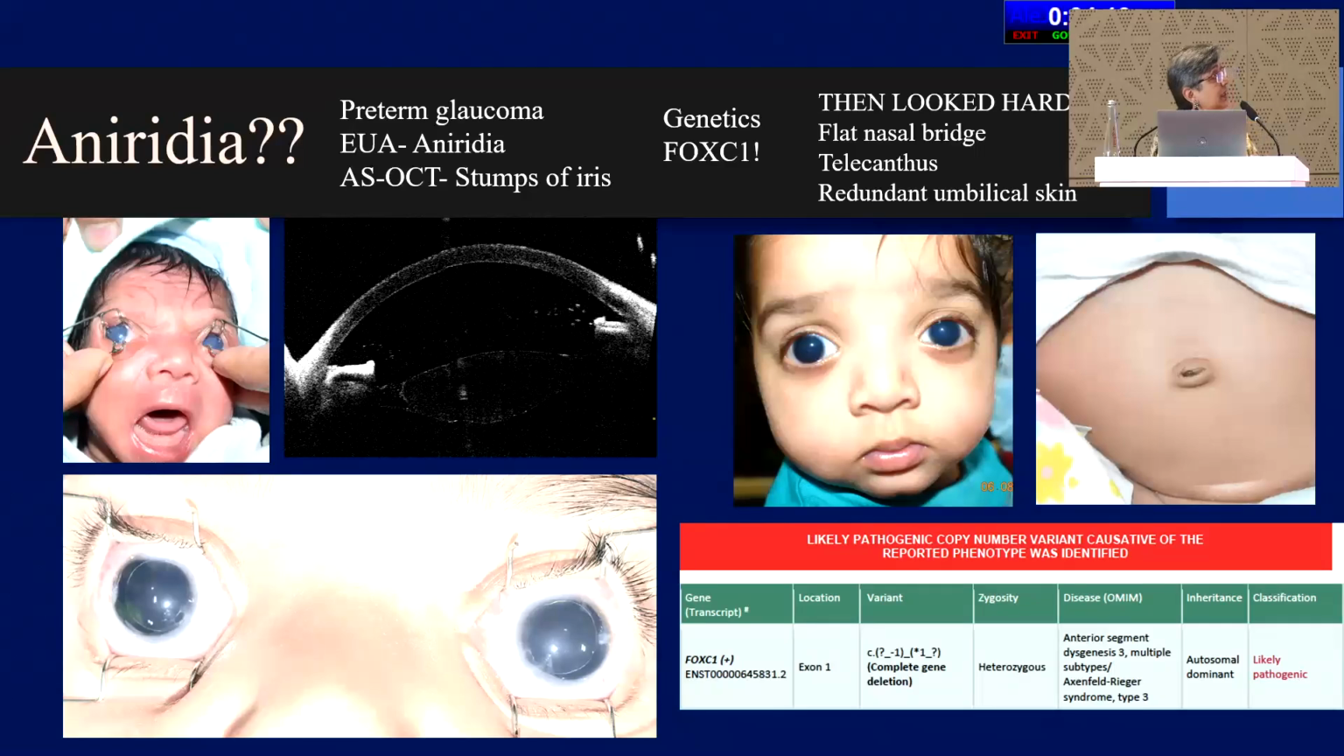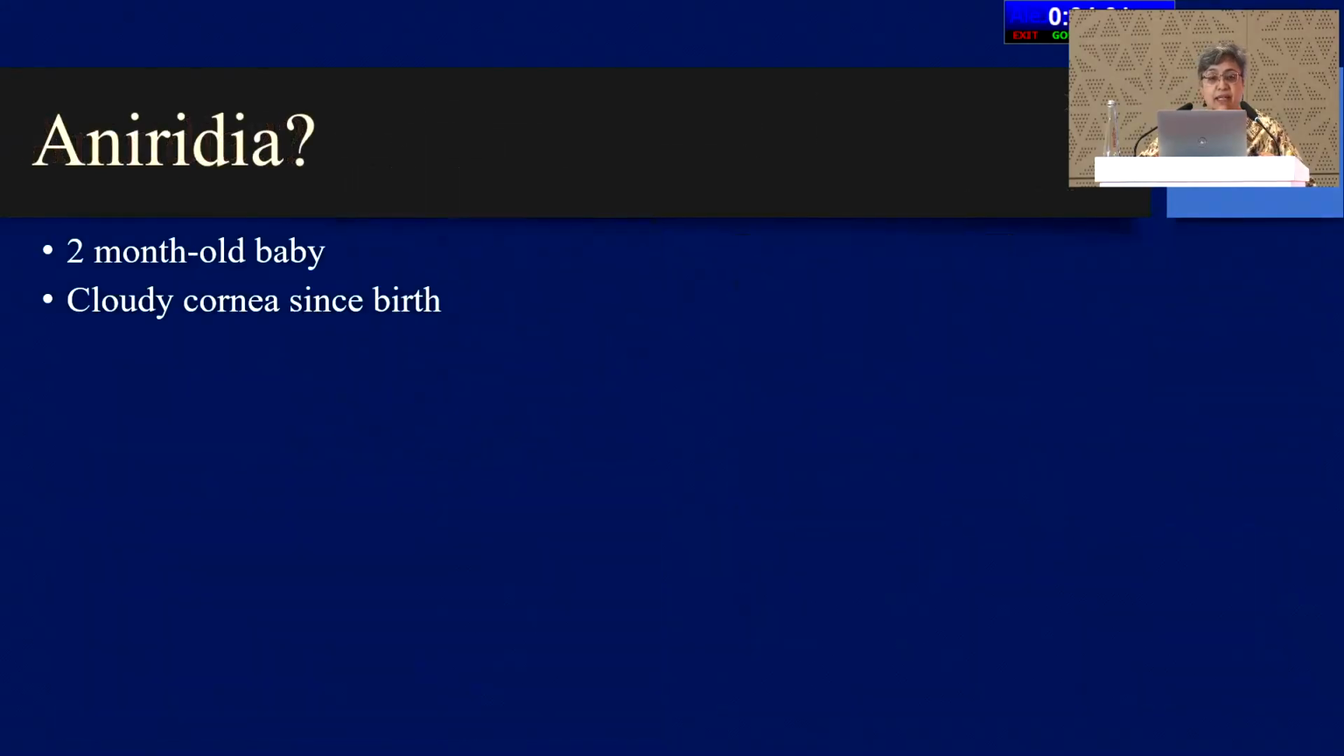When we look further, now the child has grown a bit, you can see the telecanthus, you can see the periumbilical skin, which you didn't look for because you just assumed it's aniridia. And these children don't need Wilms tumor screening at all, simply because there's absence of an iris.